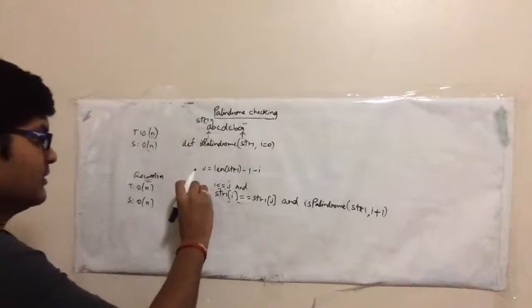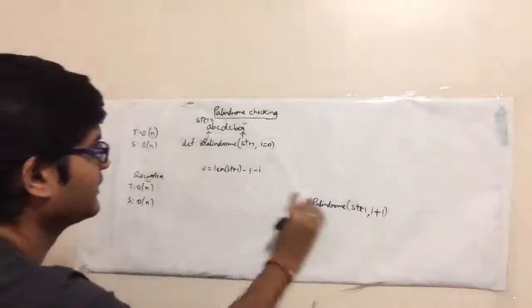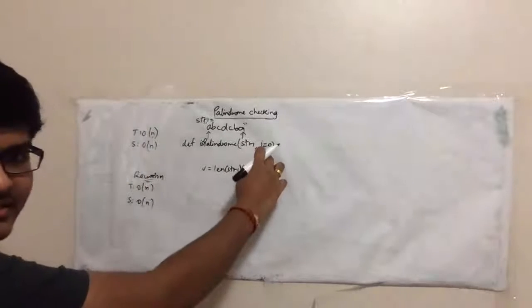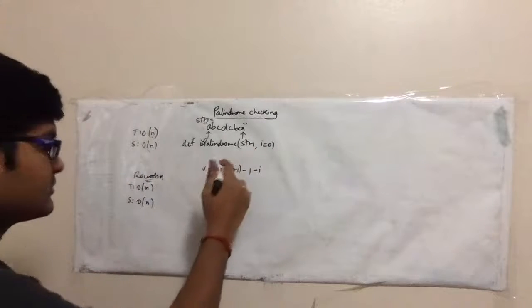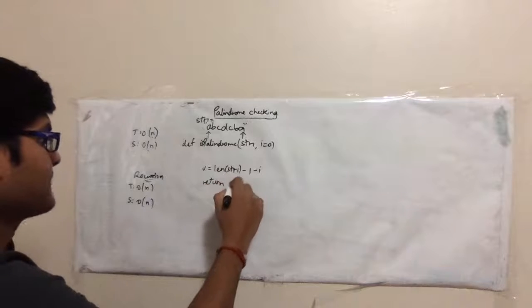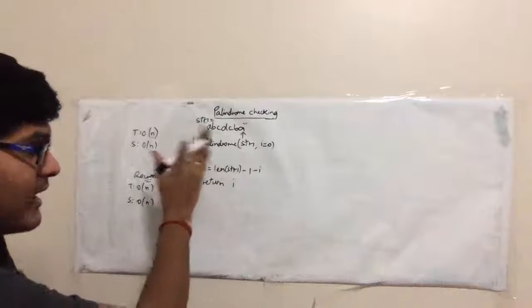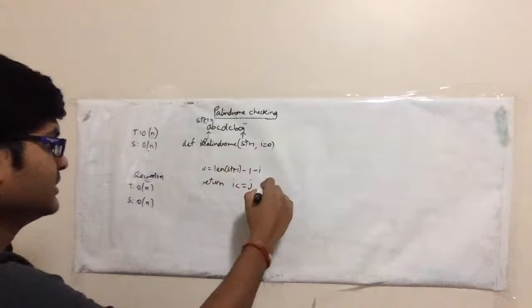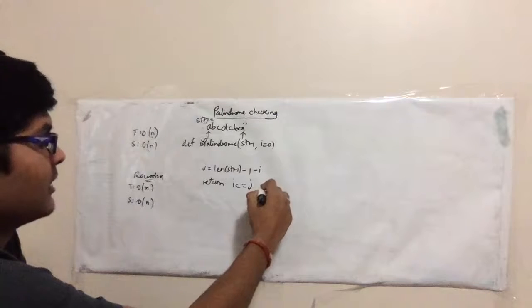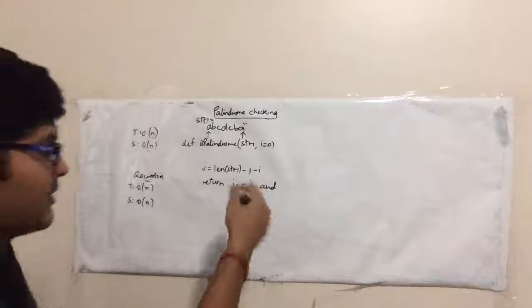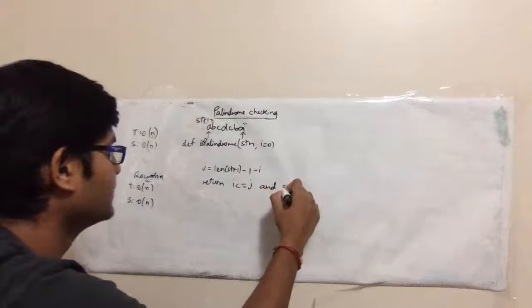So rewriting this again in a clear manner, we got this i, we got this j, just return. Check initially whether i is less than or equal to j, because that is the initial thing, and we need to check whether the characters are equal or not.